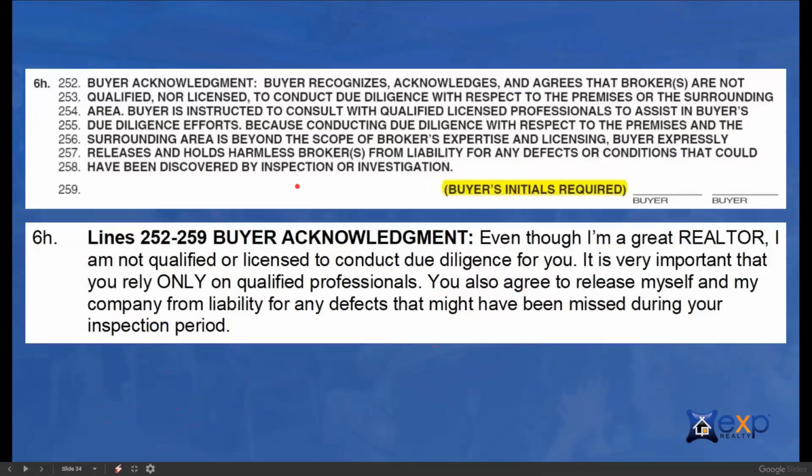Okay, section 6H, buyer acknowledgement. Sometimes, if I have a good rapport with my buyer, I'll say, by the way, this paragraph here basically says you agree not to sue me. You know, just try to be lighthearted about it. But the way I would explain this is, even though I'm a great realtor, I'm not qualified or licensed to conduct due diligence for you. It's very important that you rely only on qualified professionals. You also agree to release myself and my company from liability for any defects that might have been missed during your inspection period.